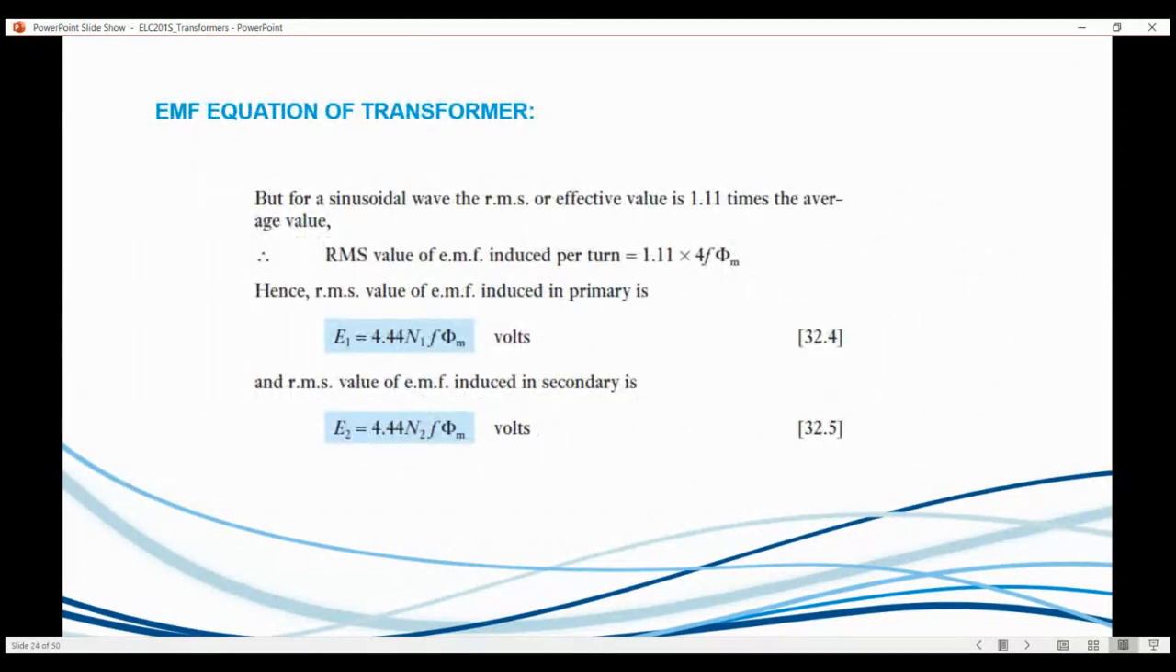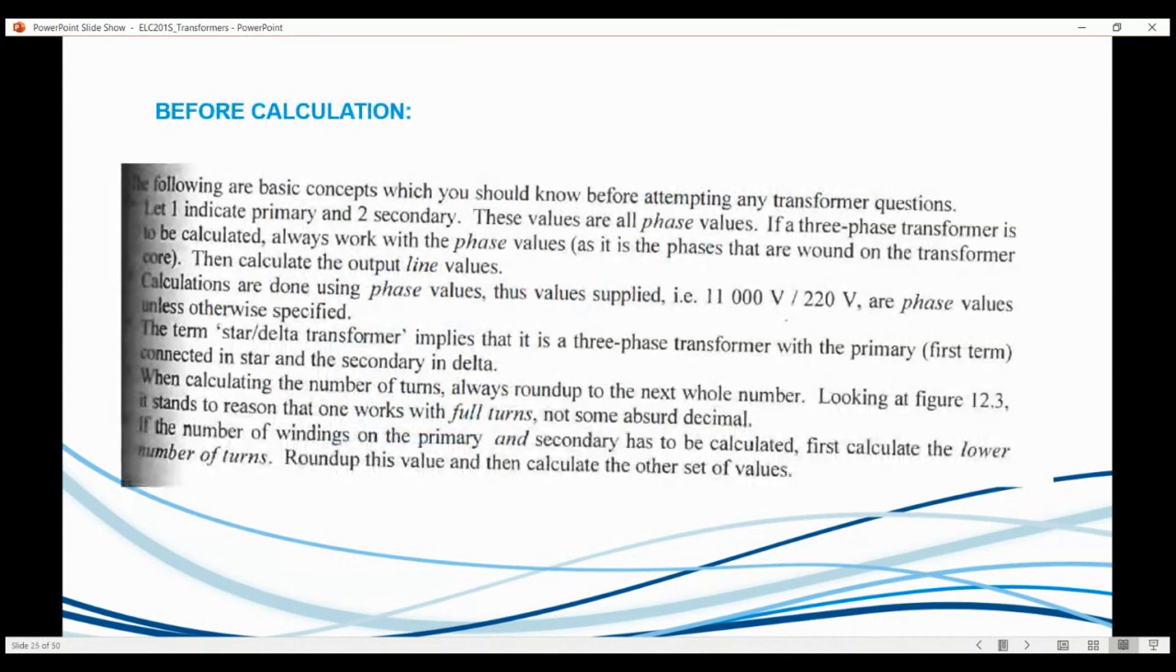And essentially we end up with the EMF formula of 4.44 N1 f times your flux, the magnetic flux. Obviously for E1 you need to have N1 attached to it. That's your EMF induced, right? And likewise for the secondary side, you have the second equation. So that's an alternative way of getting it. You'll see it in the questions.